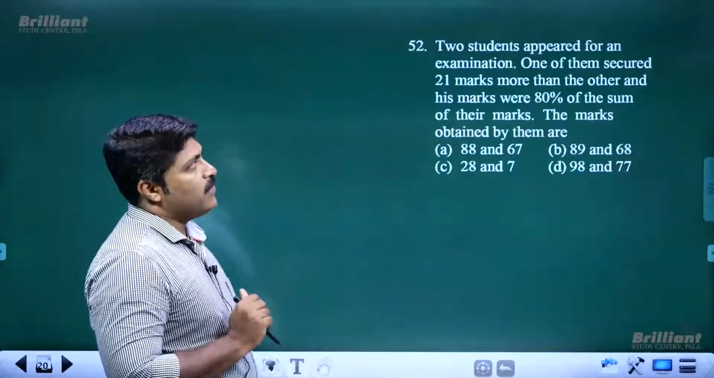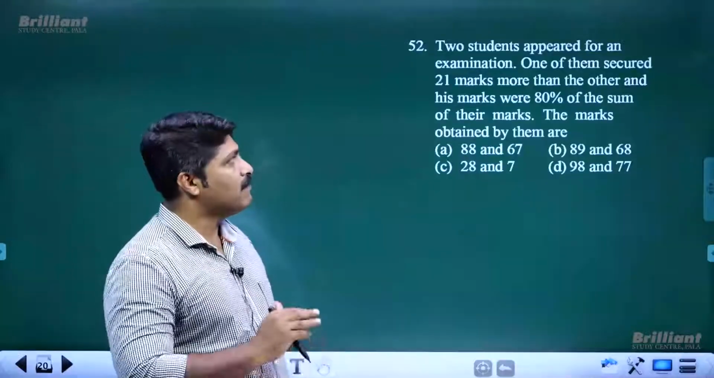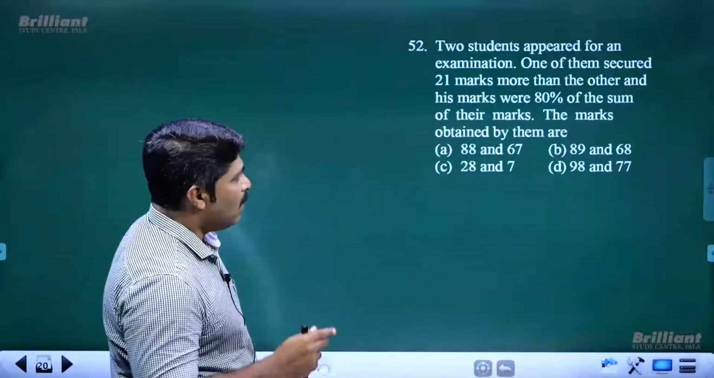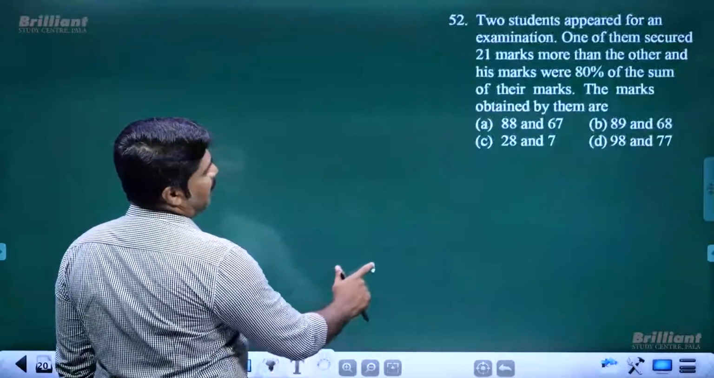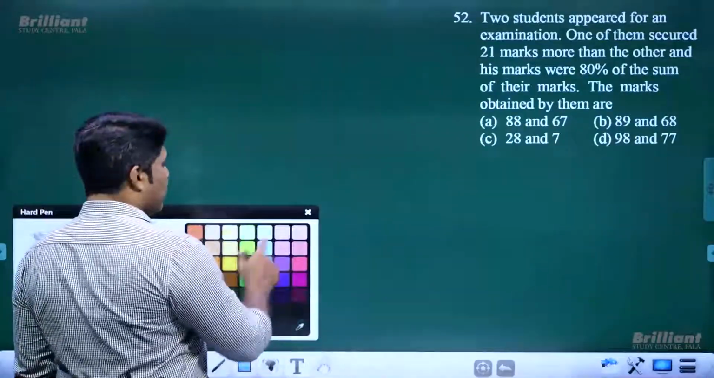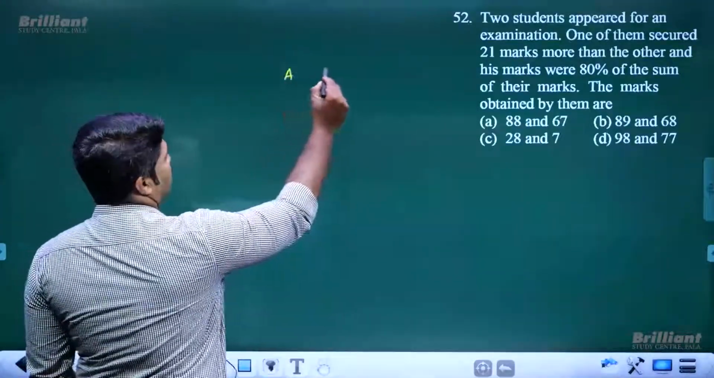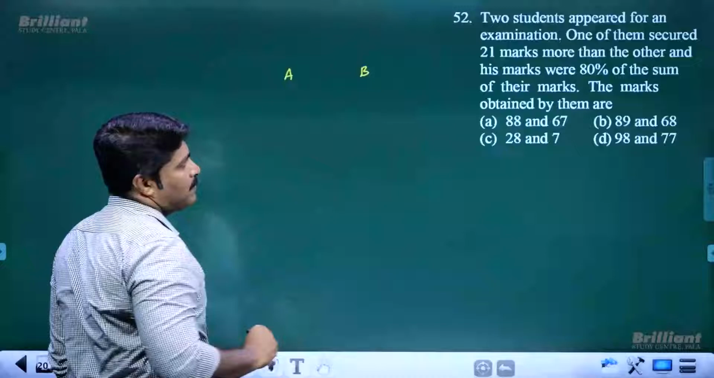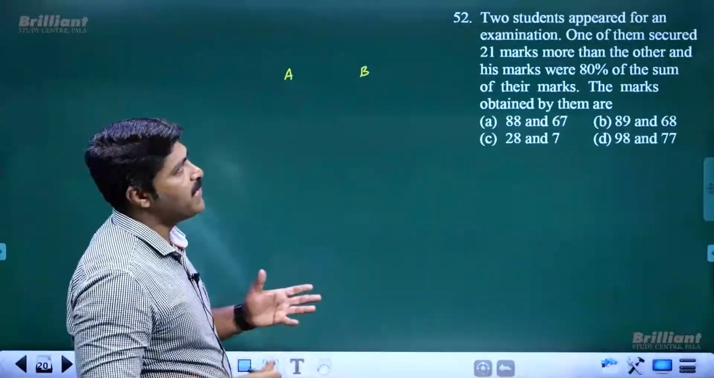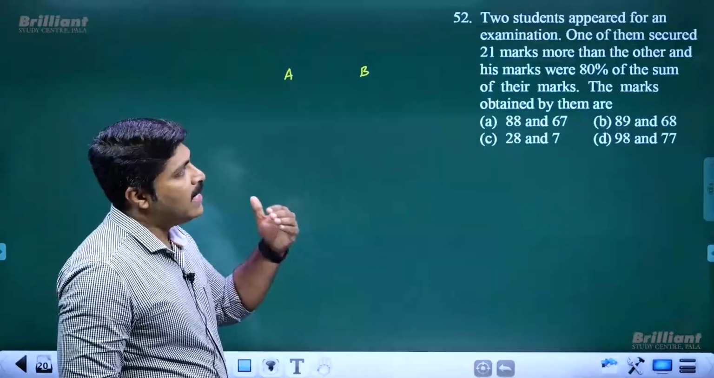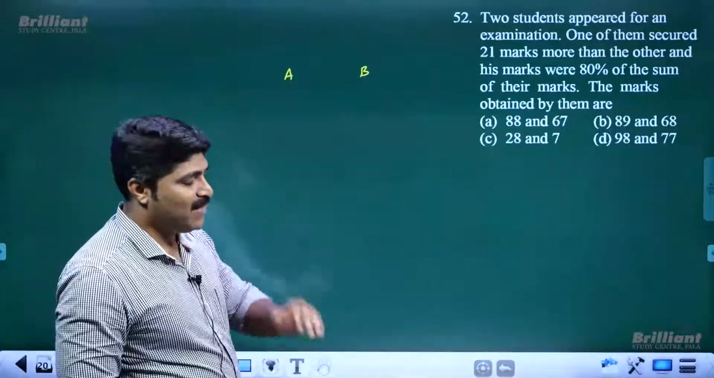One of them secured 21 marks more than the other, and his marks were 80% of the sum of their marks. The marks obtained by them. So, in this kind of question, we already discussed many types of questions. Here we just consider two students, A and B. It is given that one of them secured 21 marks more than the other, and his marks were 80% of the sum of their marks.